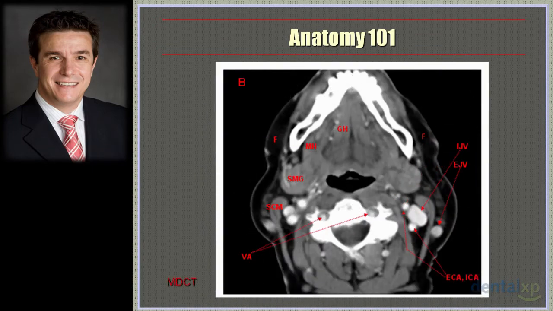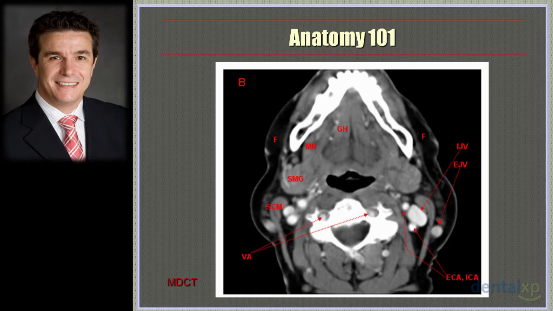I'm just moving slightly upwards on this contrast enhanced medical CT scan, and you can clearly see that the common carotid artery is already split into the internal and external carotid arteries, and they are separated, split apart by the internal jugular vein.